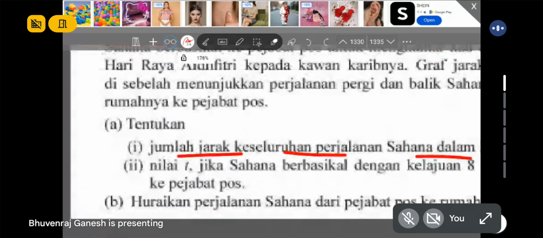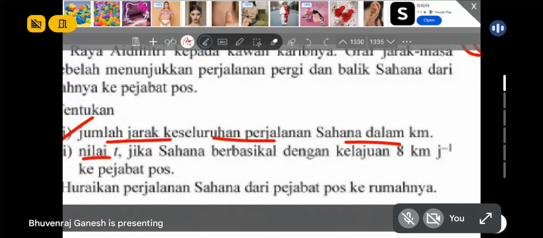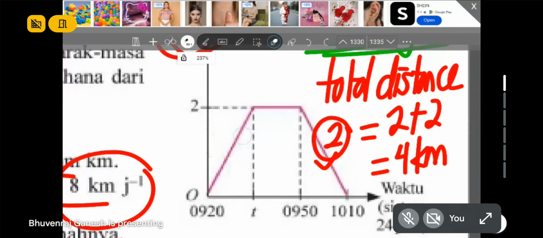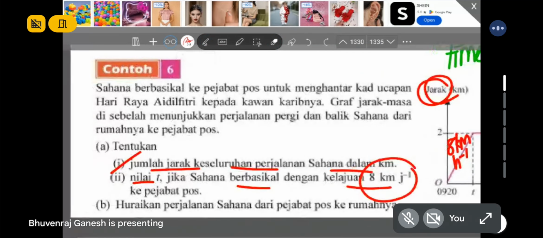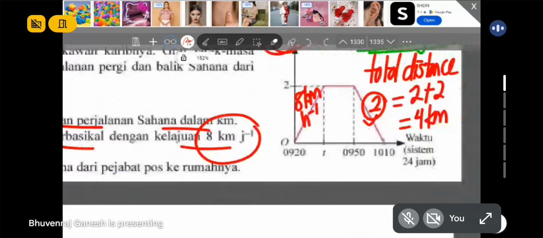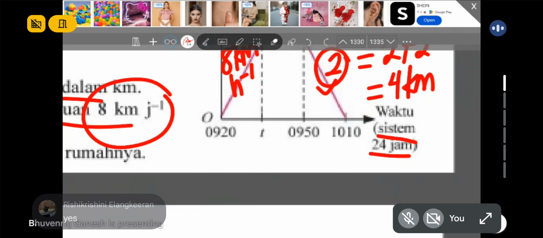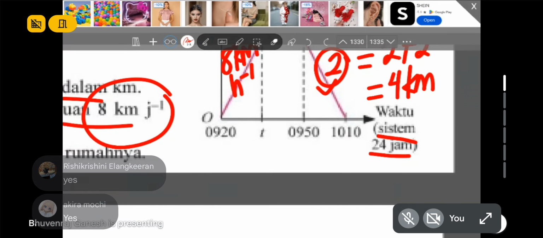Okay, all right. Now question 2, they ask you guys the value of t. Okay, berbasikal kelajuan 8 km per jam. Okay, so now she's cycling with 8 kilometers an hour. So over here is 8 km per hour. Okay, so you need to find the value of t. So guys, take note tengok paksi X betul-betul. Guys, do you know this thing? All of you? This thing is called as the 24-hour system. Kamu kena tahu maksud dia.